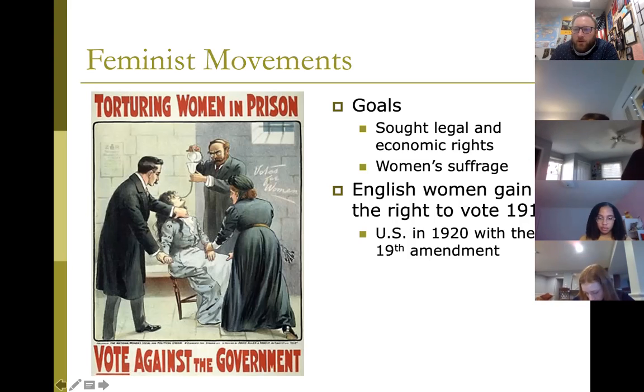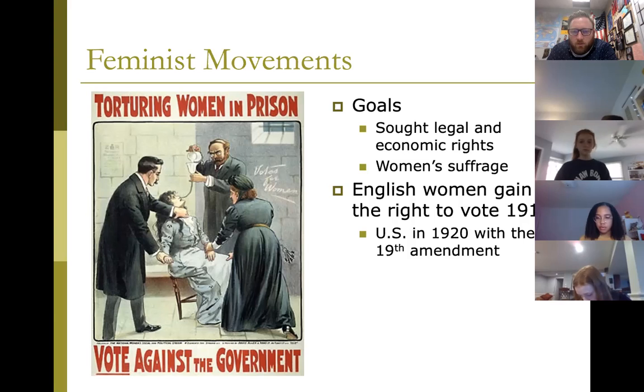English women gained the right to vote in 1918. That's during World War I. And then after World War I in the U.S., women got the right to vote in 1920. All right. And then obviously, women still don't get equal pay to men, even though they make up a larger part of the workforce. And there are more women in colleges than there are men in the United States.